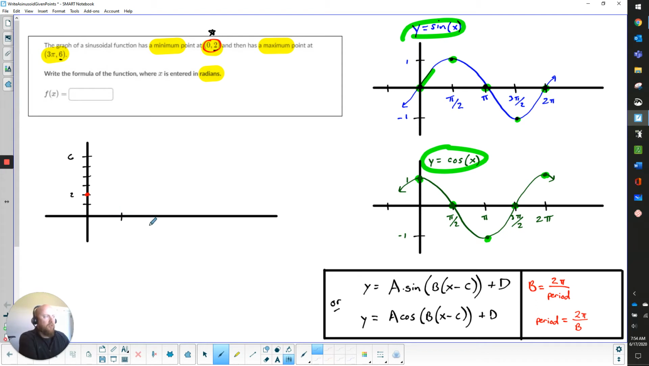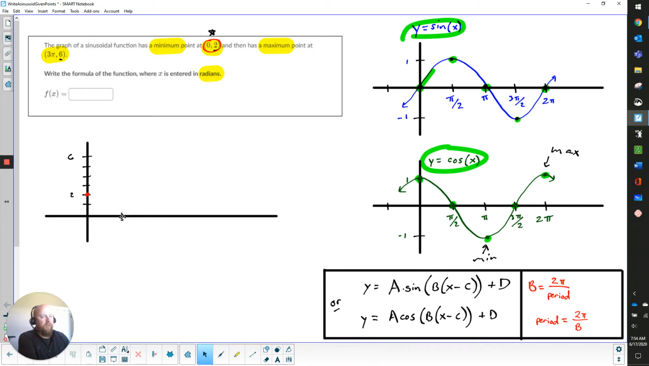And going from the bottom to the top, or from the minimum to a maximum on either of these models, is not an entire cycle. It doesn't take a whole period to do that. In fact, it's only half the cycle. It's exactly half. So when they give us a minimum and a maximum, I get the idea this is only half of the function in terms of a full period.